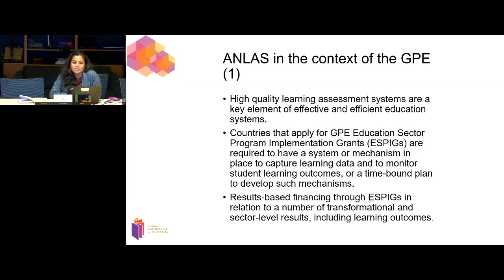GPE also offers results-based financing through the SPICs in relation to a number of transformational and sector-level results, including learning outcomes. Next slide, please.